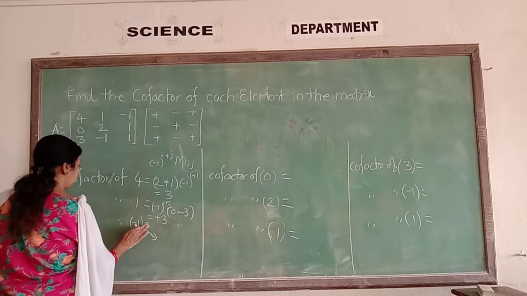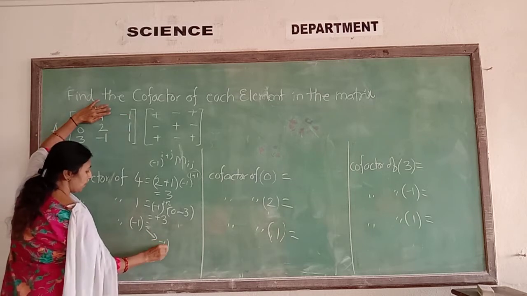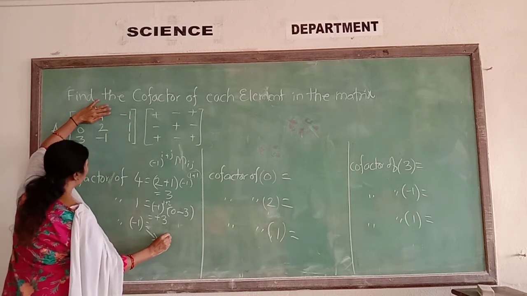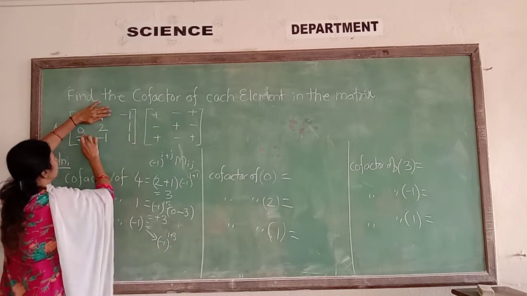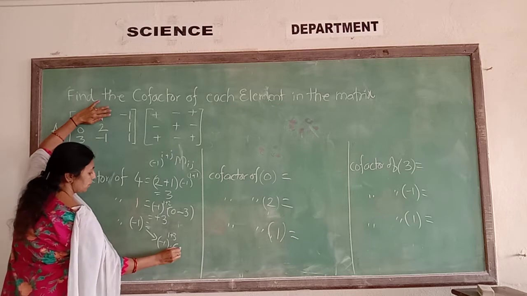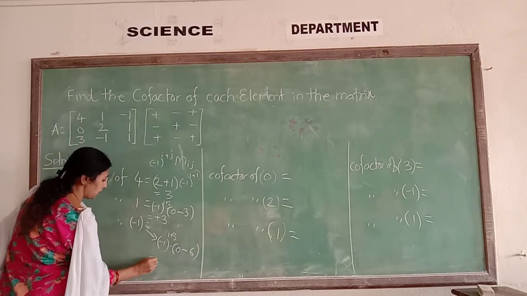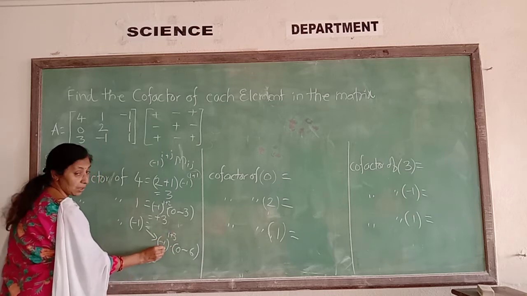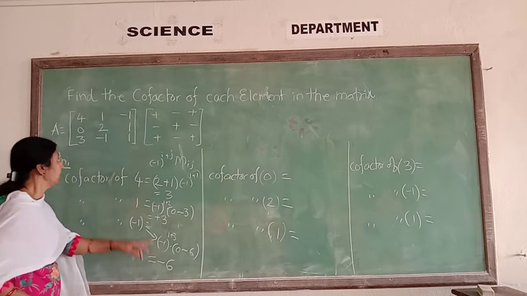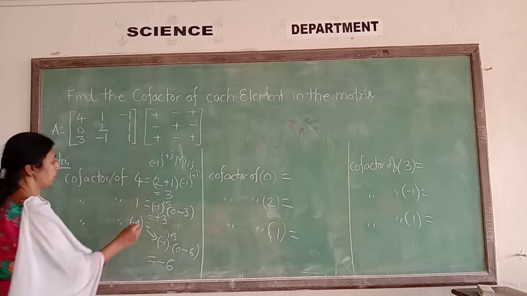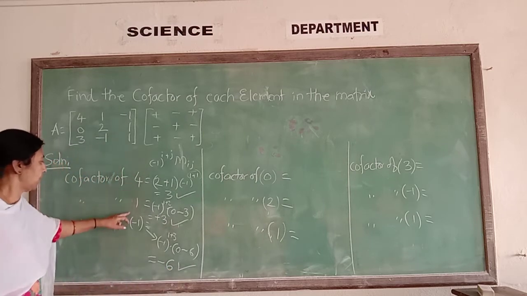Now coming to this -1, leave this row and column. So -1 to the power, first row, third column. 0 into -1 is 0, minus 3 into 2 is 6. It is even, so minus will become plus here, and 0 minus 6 is minus 6. So this is the cofactor of -1. These are the cofactors of these elements.